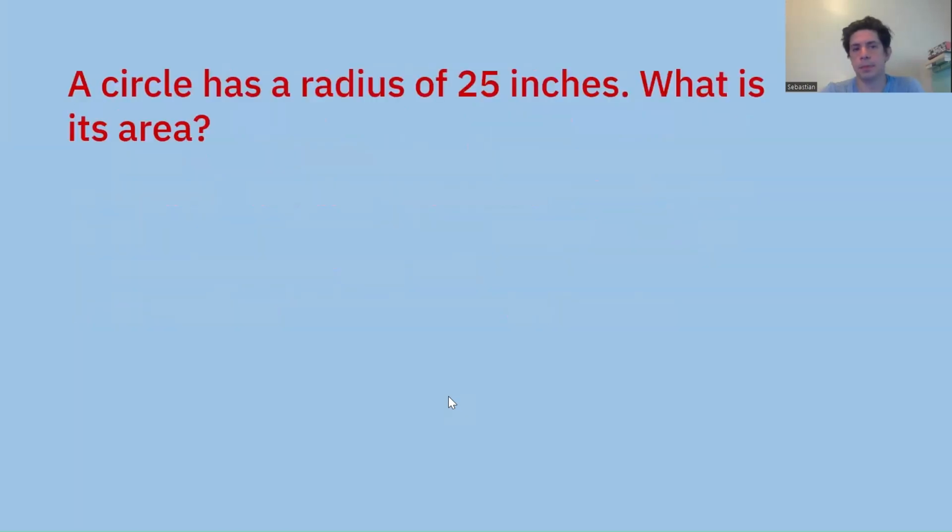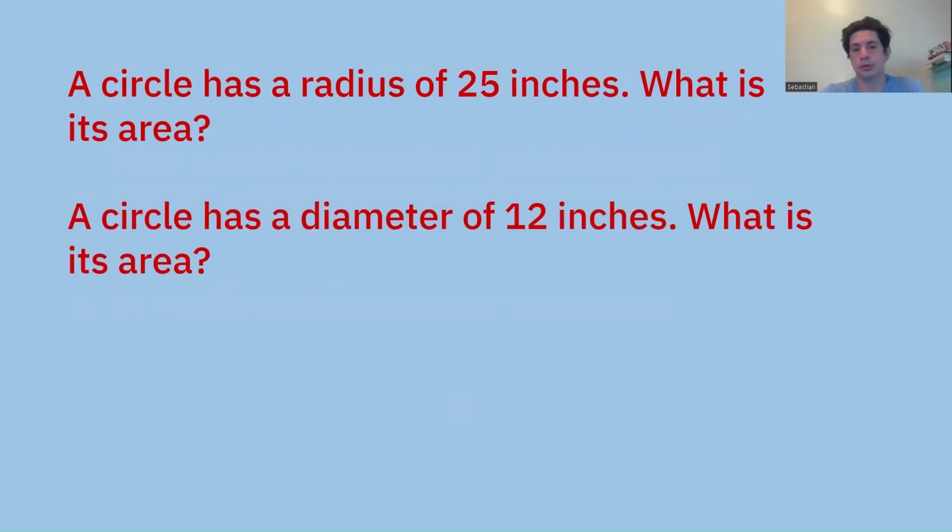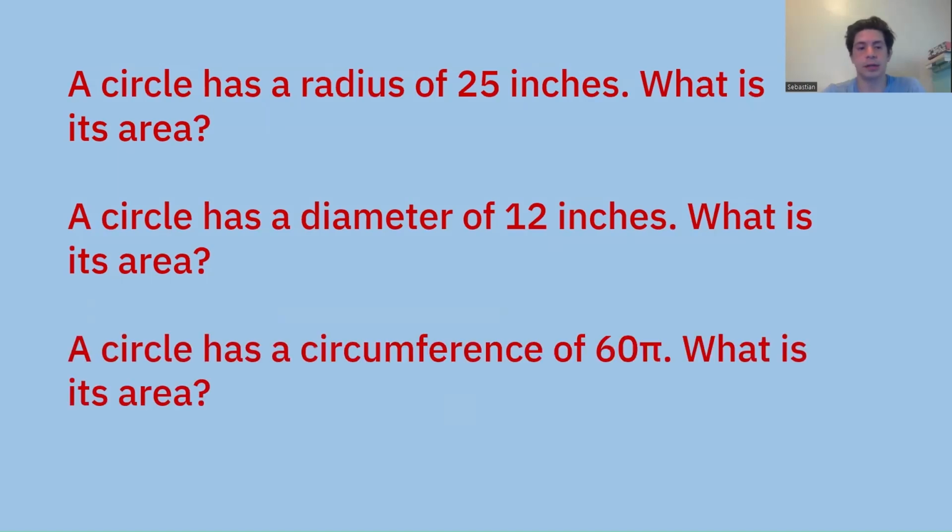Okay. So then we'll start with this question. A circle has a radius of 25 inches. What is its area? A circle has a diameter of 12 inches. What is its area? And a circle has a circumference of 60 pi. What is its area? These are just warm-up questions using the equation.